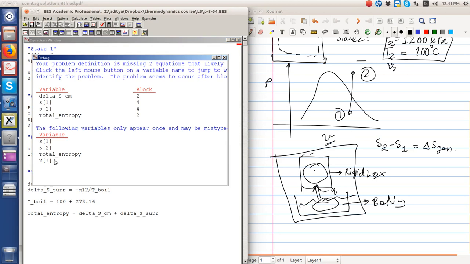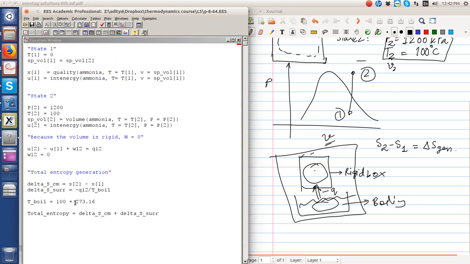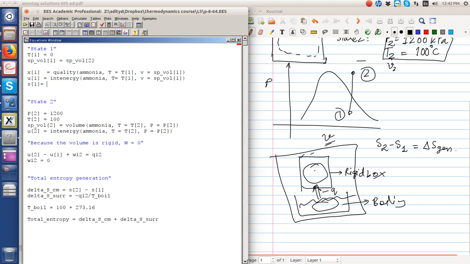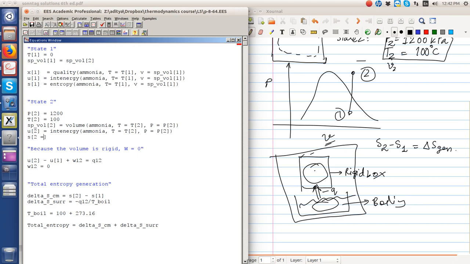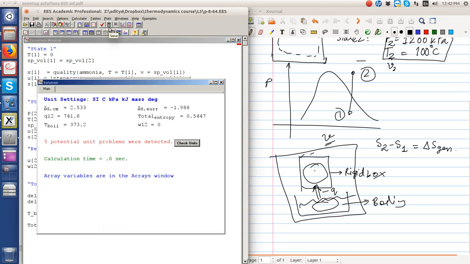There's another mistake. S2 and S1 we have not yet defined, the entropies at the initial state. Okay. So the total change in entropy is equal to 0.5447 kilojoule per kg Kelvin.